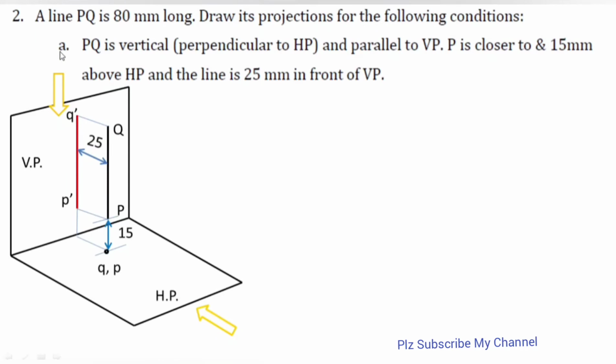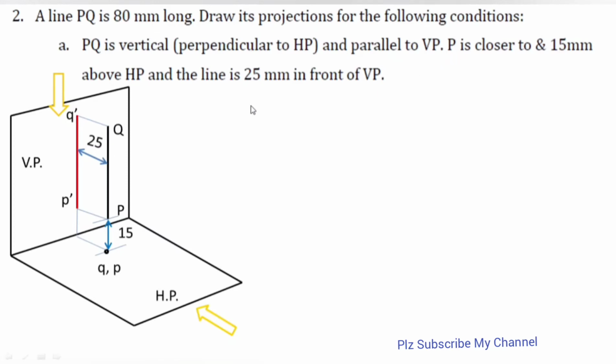So second problem says a line PQ is there which is 80 mm long, and we need to draw its projection for following condition. One by one condition is changing. So in first condition, PQ is vertical. See, PQ is vertical and also perpendicular to HP, but also parallel to VP. So this capital PQ, which is black in color, is the given line which is having how much length? 80 mm length.